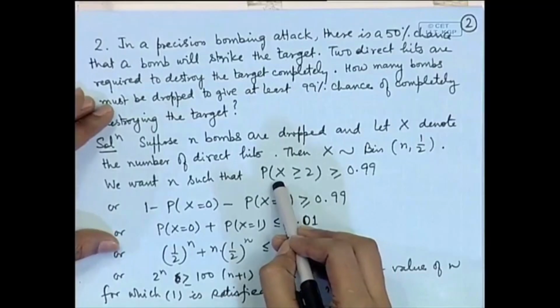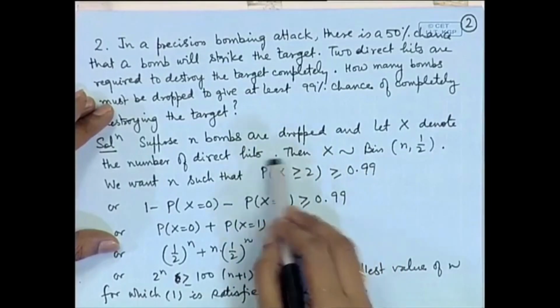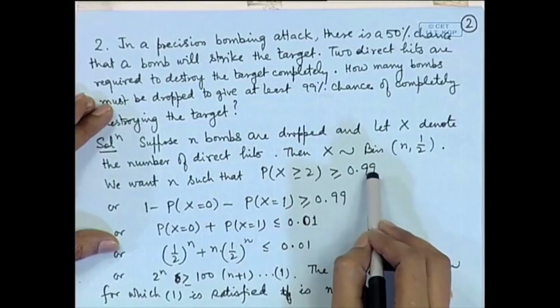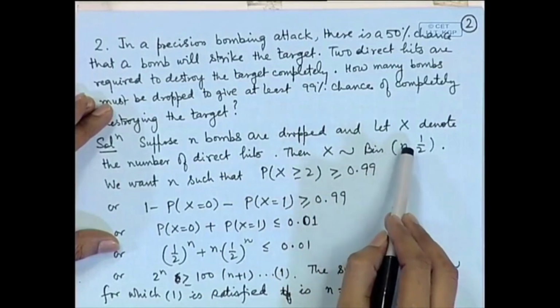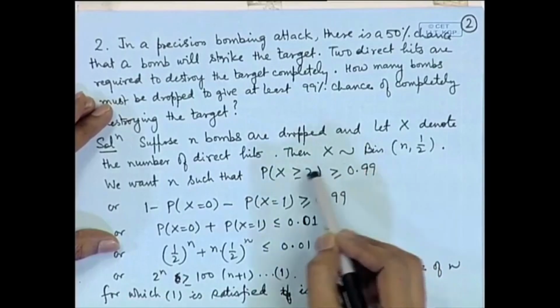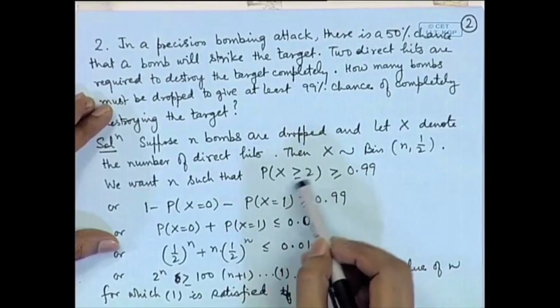Since we need at least 2 hittings, what is the probability that X is greater than or equal to 2? We want this probability to be greater than or equal to 0.99. That means, what should be the value of n for which this condition is satisfied? So, we apply the formula of the binomial probability mass function here.